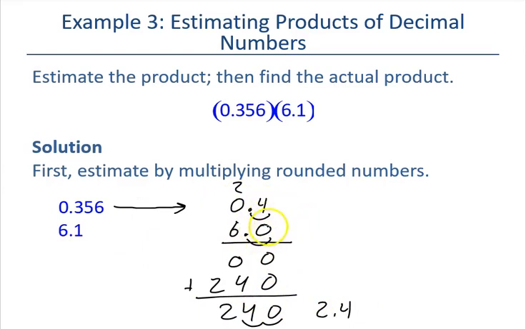I didn't have to put that 0 there. I could have just put a 6, just kind of put it in for the sake of showing what kind of happens to that. Okay, now let's do our actual. Here's our estimate, is 2.4.